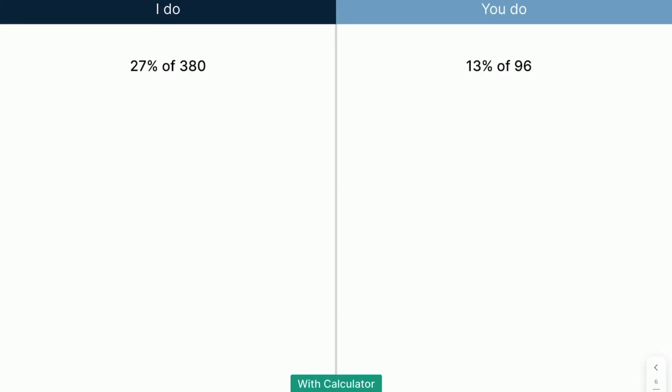So the way my videos work, I'm going to do the example on the left, which is I do. You are then going to press pause and have a go at the example on the right, which is you do. And the bottom of the slide tells you the type of example it is. So with this one, we can use a calculator. So 27% of 380.